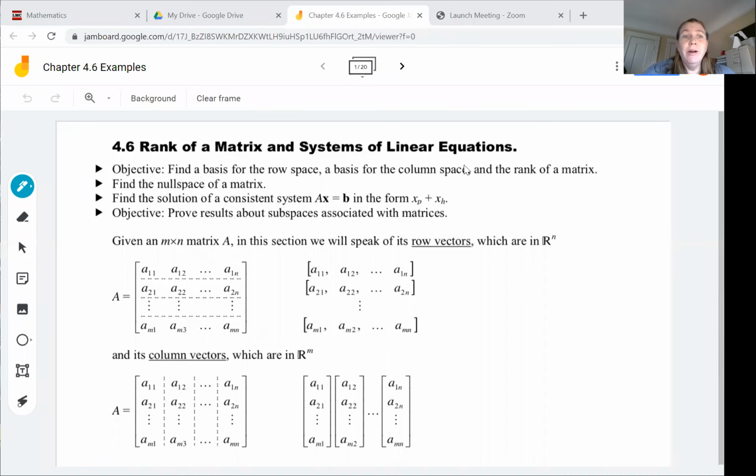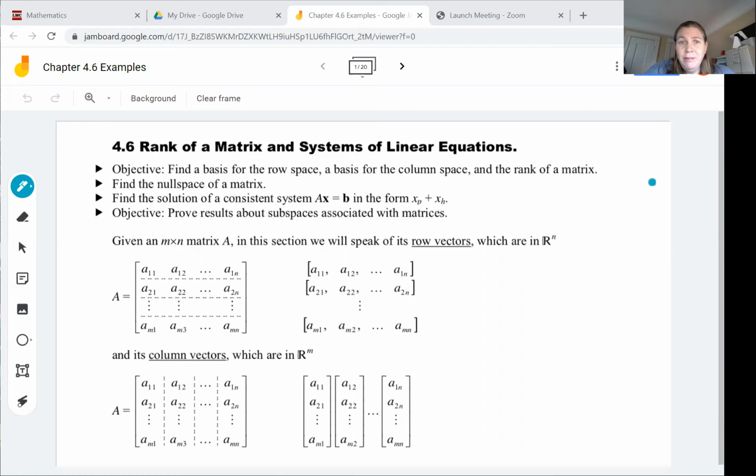In this video, we are studying chapter 4.6, where we take a look at the rank of a matrix and systems of linear equations and how we can find solutions using linear algebra techniques. Our learning objectives for chapter 4.6 are to find the basis for the row space, a basis for the column space, and the rank of a matrix. So we're going to be doing that in the first videos.